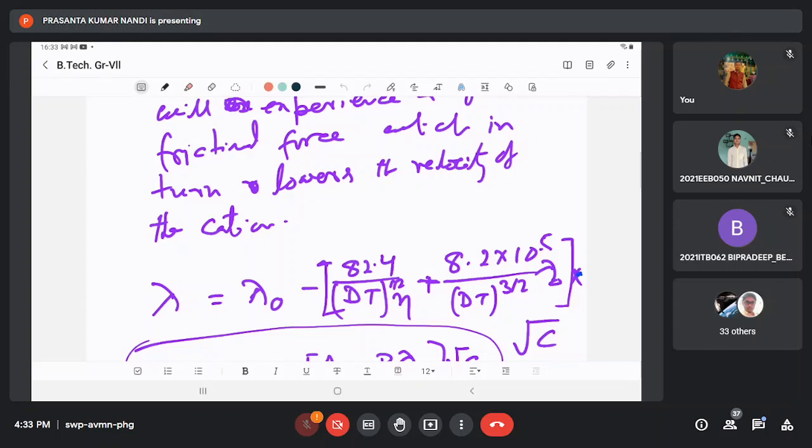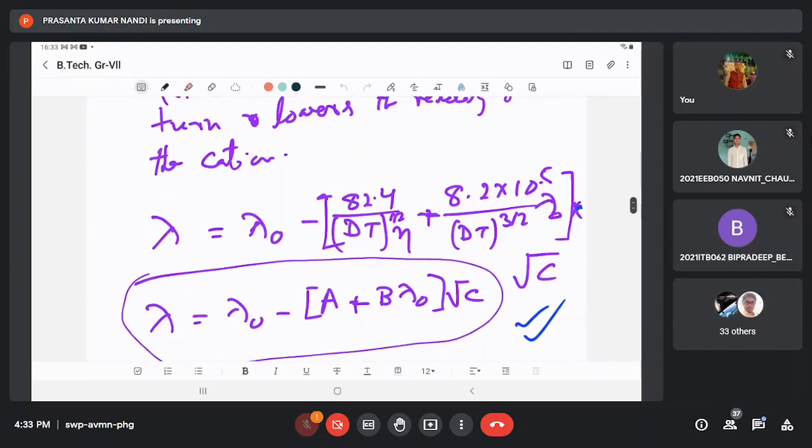In the first term, you see 82.4 by (DT)^(1/2) into eta, plus 8.2 into 10^-5 by (DT)^(3/2). What is D? D is the dielectric constant, T is the temperature in Kelvin, and eta is the viscosity coefficient, as you already discussed. So this is the expression. And since for a given solvent and at a given temperature all these quantities are constants, we can write in compact notation A plus B lambda zero, times square root of concentration.